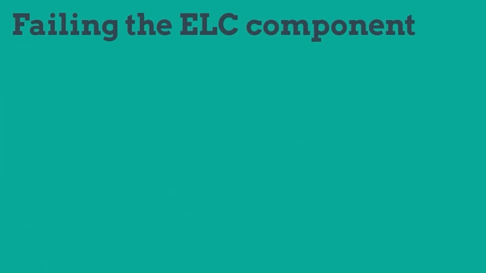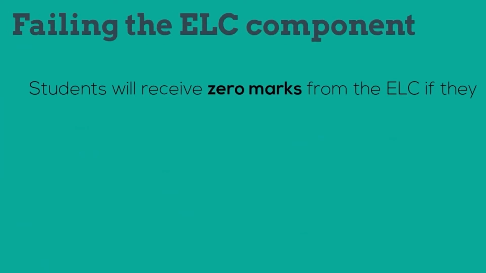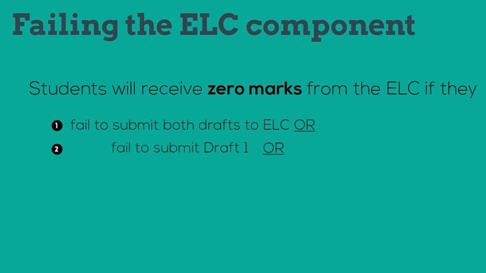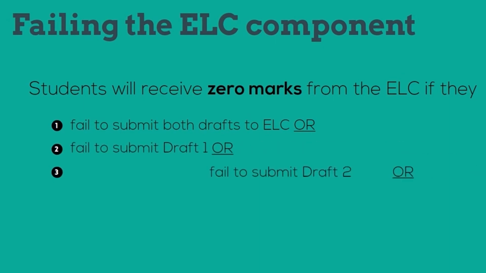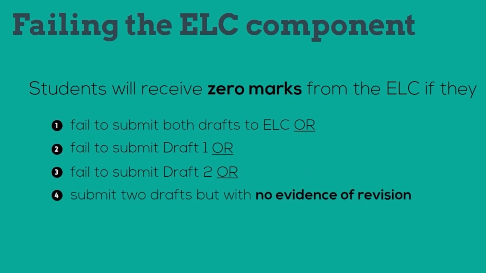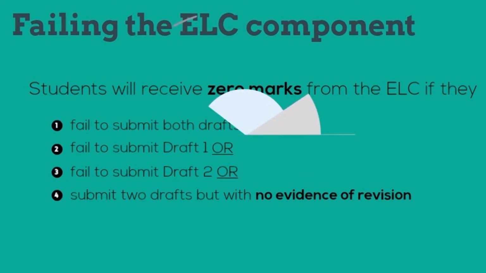Okay, here comes the most interesting part: how to fail the ELC component. Students will receive 0 mark from the ELC if they do any of these. If they fail to submit both drafts to the ELC, they get a 0. If they fail to submit either draft 1 or 2, they get a 0. Also, if a student submits both drafts but the drafts look the same, then he or she will get a 0 as well, as there is no evidence of revision.